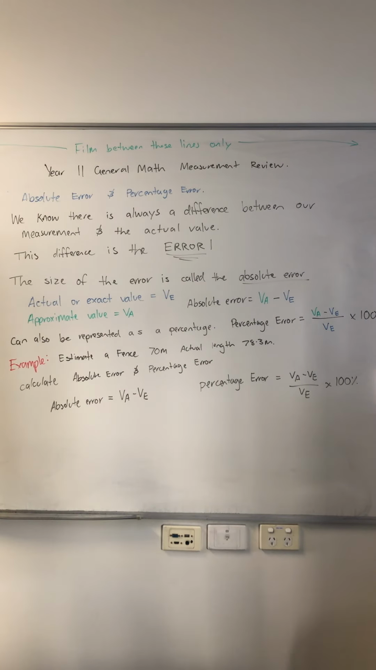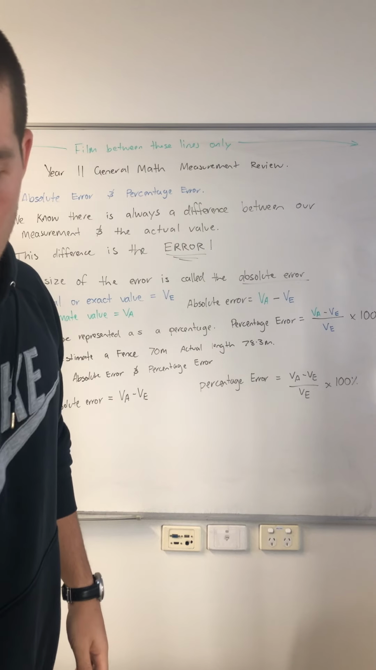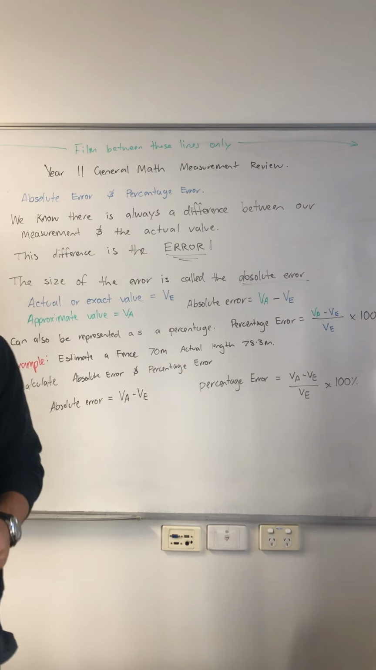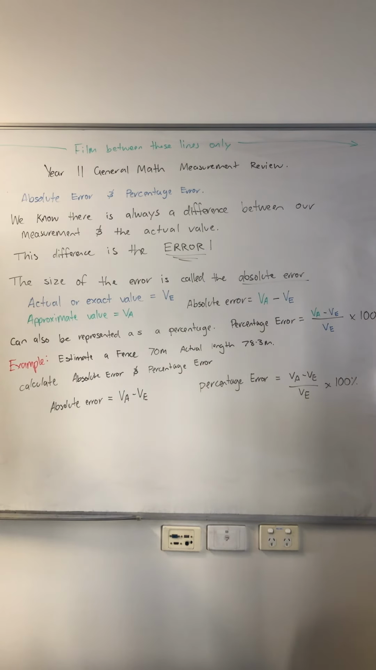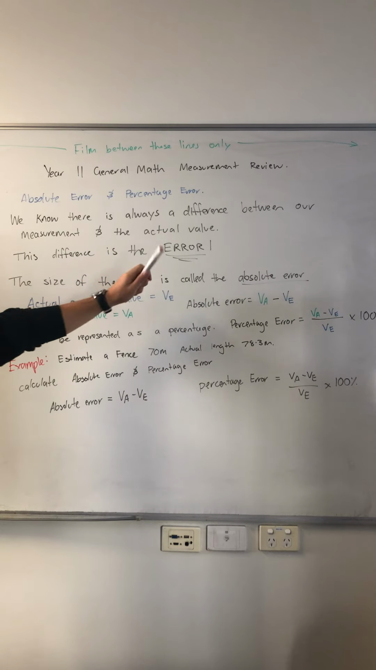So what we're going to do is move on from... what were we just doing before? Accuracy of measurements. So we're going to go into absolute error and percentage error. So we know there is always a difference between our measurement and the actual value. So the difference is the error.